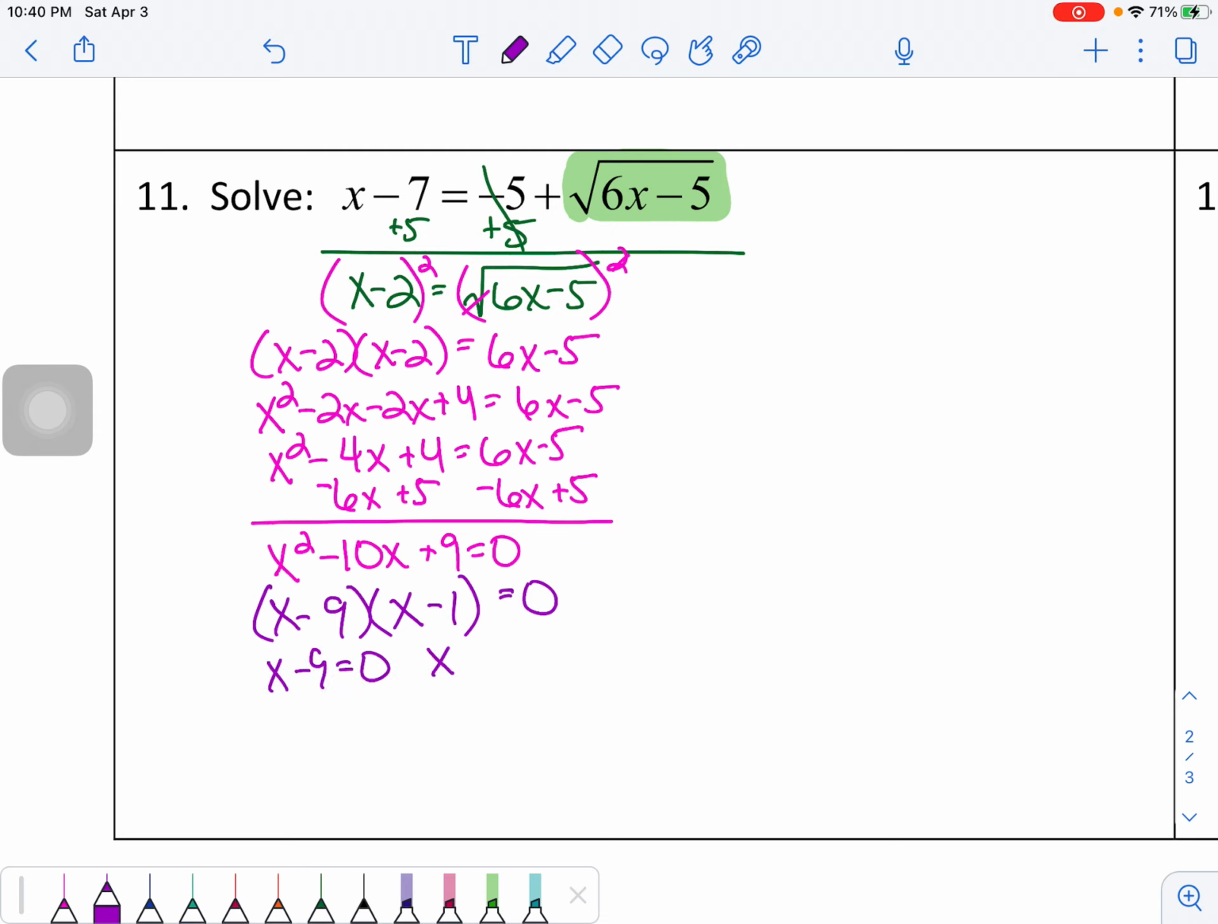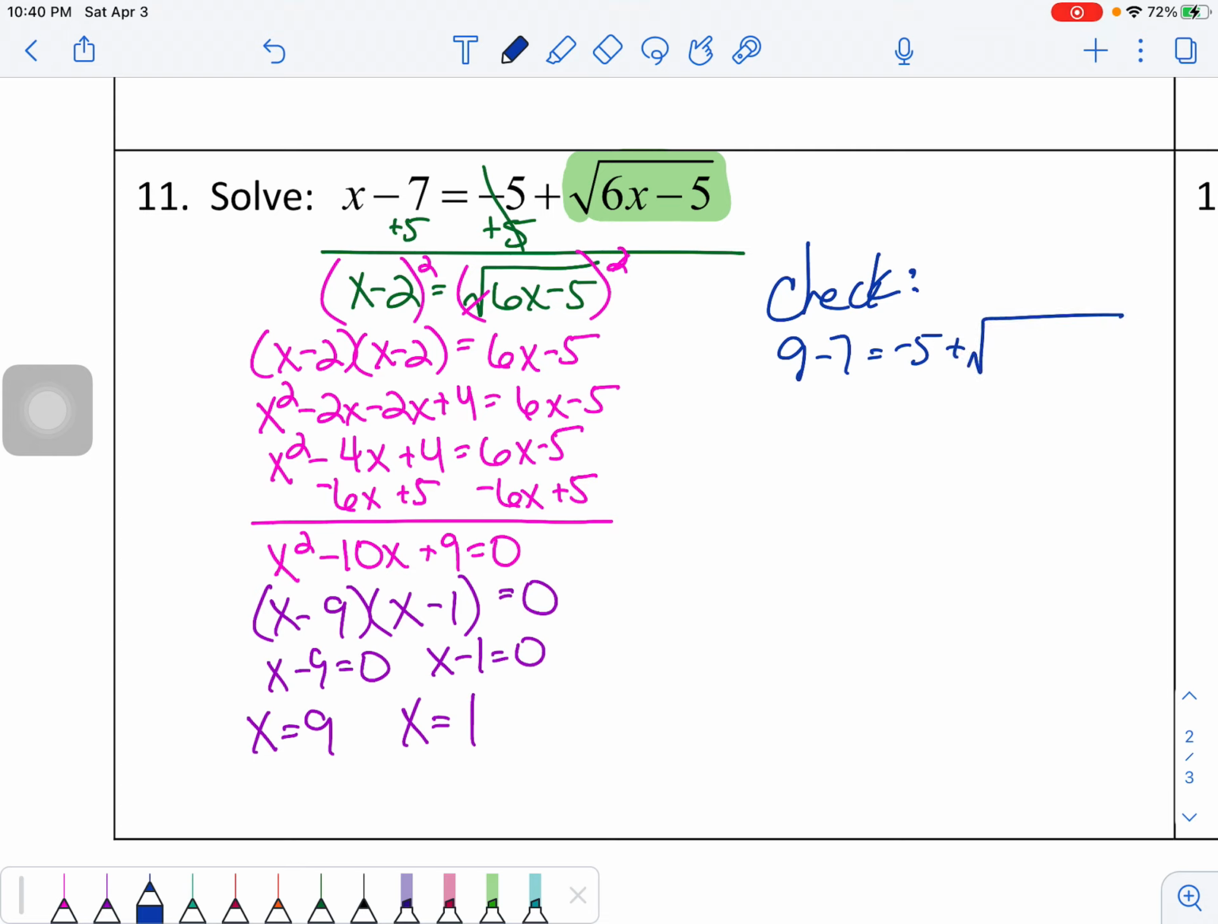So x minus 9, set each factor equal to 0. So we have possible solutions of x equals 9 and x equals 1. But I'm saying they're possible solutions because I don't know. We need to check them. All right, so let's check. Go back to the original line of the problem, and everywhere I have an x, I'm going to replace it with a 9.